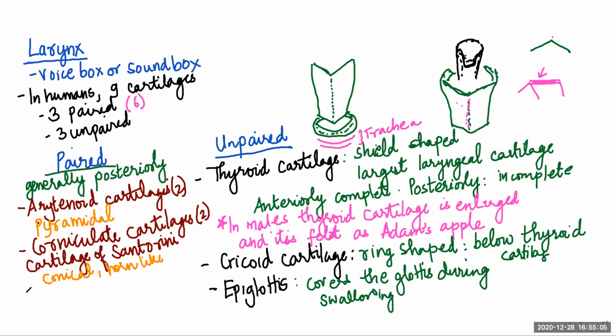The last is called cuneiform cartilage. Cuneiform is also a name of a bone in the body. So cuneiform cartilages are club shaped or boat shaped cartilage, not bone shaped. They are club shaped cartilage.